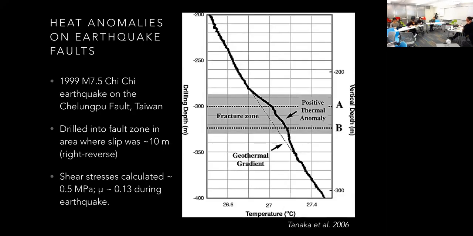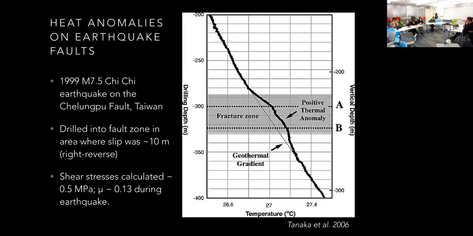But heat anomalies on earthquake faults were inferred a long time ago, just from theoretical constraints and from the existence of pseudotachylyte. And with the advent of some recent awesome fault zone drilling in places where they've had a recent earthquake that has substantial slip at a relatively shallow depth, we've been able to drill to those faults and actually measure heat anomalies on the faults after the earthquakes.